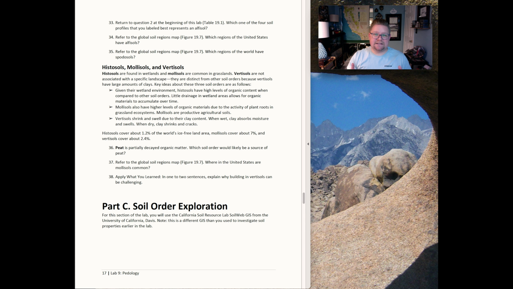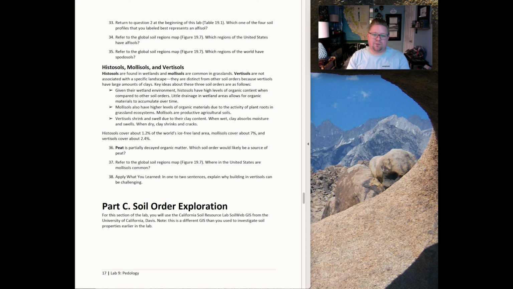So part C is kind of like a really big putting it together. It's called soil order exploration. Now that you have clearly created your lists of all the different types of soils that are found throughout the world, and you've been able to match them with soil horizons to the best of your ability, let's apply that and do a little bit of research.